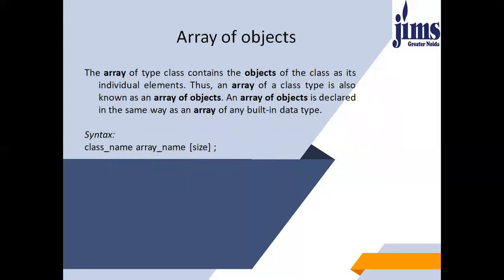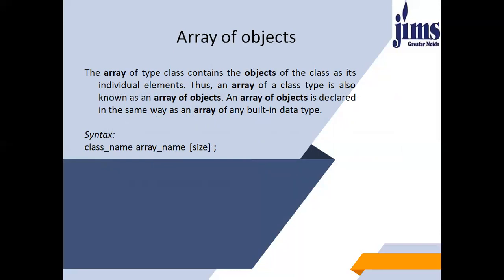Next is array of objects. The array of type class contains the object of the class as its individual element. Thus, an array of the class type is also known as an array of objects. An array of objects is declared in the same way as an array of any built-in data type.